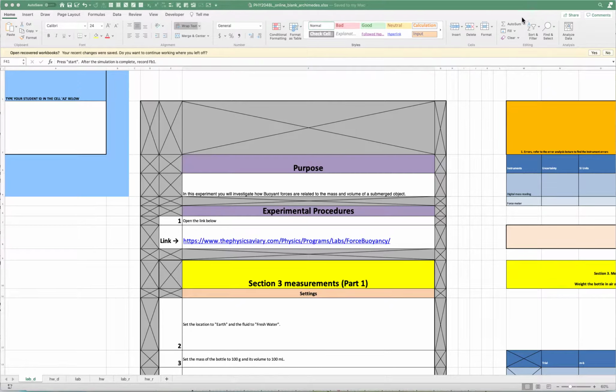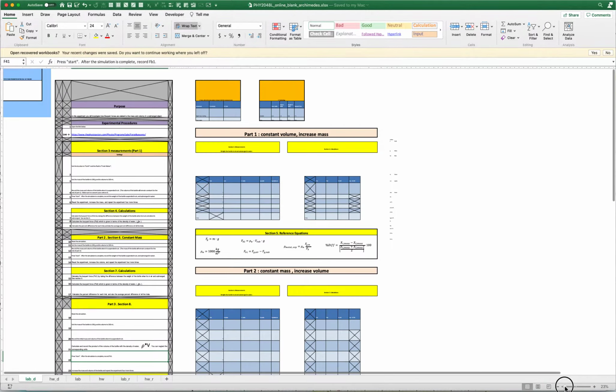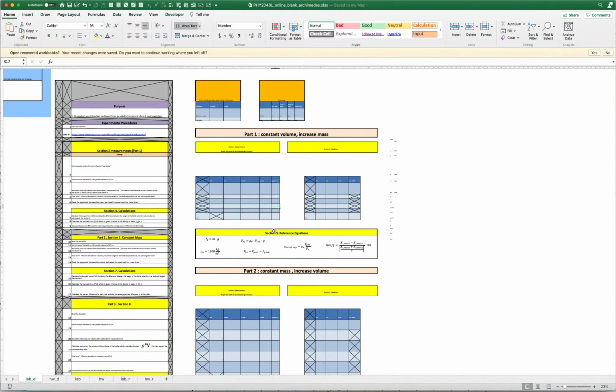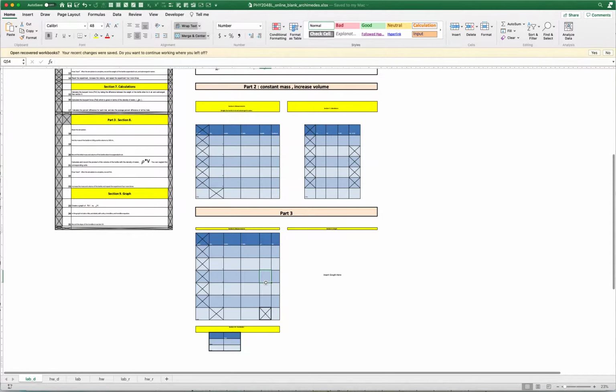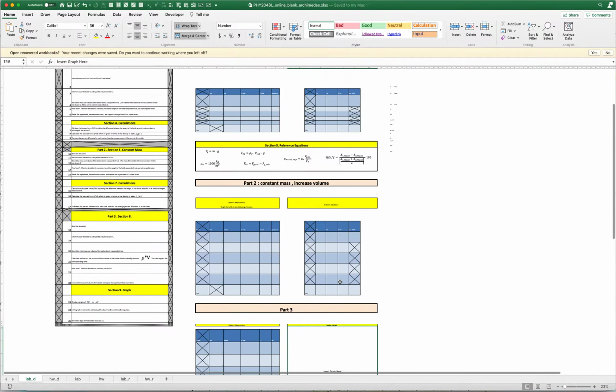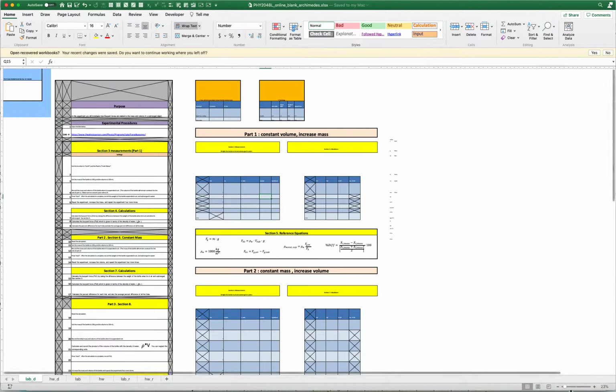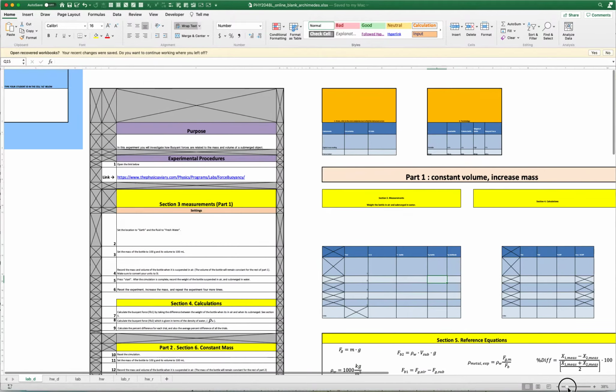Hi everybody, here we're going to go over the instructions for the Archimedes Principle lab. So let's take a look at the outline. There's going to be three parts, part 1, part 2, and then part 3. In part 3 there's going to be a graph. So let's go ahead and take a look at part 1 and 2. They're going to be pretty similar.